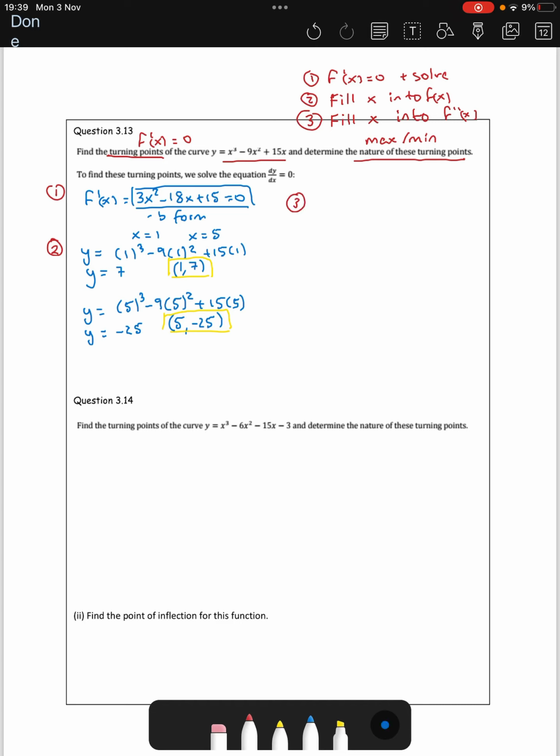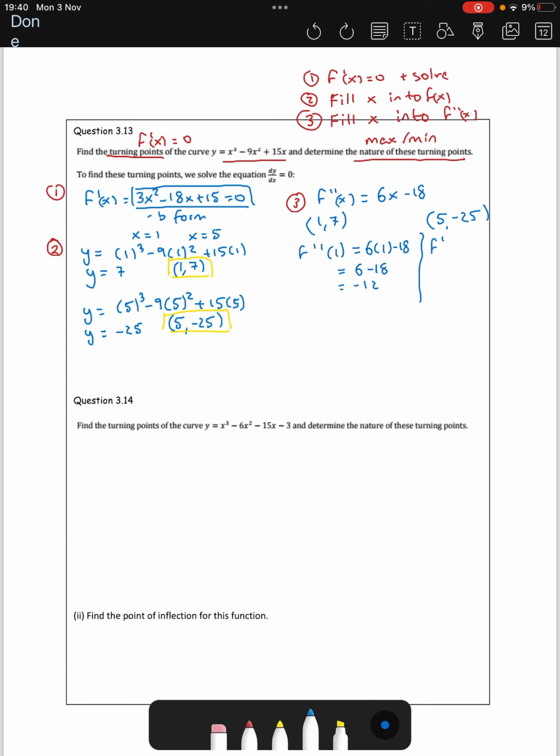So our third and final step means I need to get the second differentiate. So that's going to be differentiating this here. So when I differentiate that, I'm getting 6x minus 18. My coordinates are 1, 7 and 5, minus 25. And remember, we only fill the x value in because we only have space for an x value. So my second differentiate, when I fill 1 in, is going to be 6 times 1 minus 18. That's going to be 6 take away 18, which is minus 12.